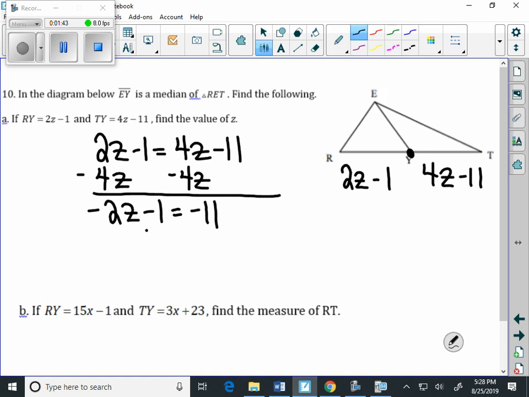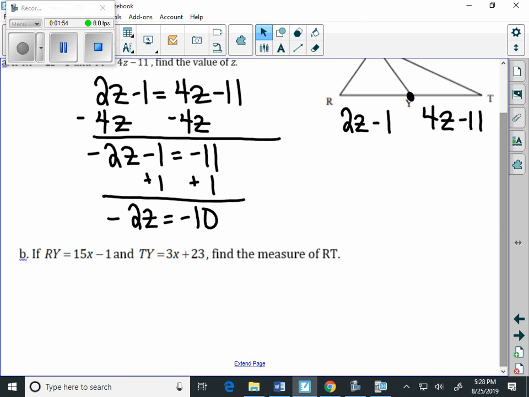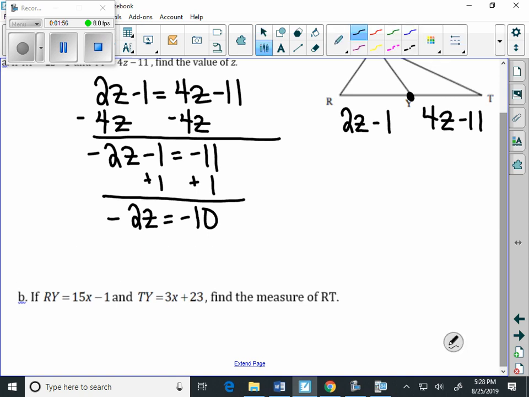And then we're going to add 1 to both sides. So we end up here with negative 2Z equals negative 10. And then solve for Z. We're going to divide both sides by negative 2. And Z equals 5 when we divide negative 10 by negative 2. So there's part A of that particular problem.